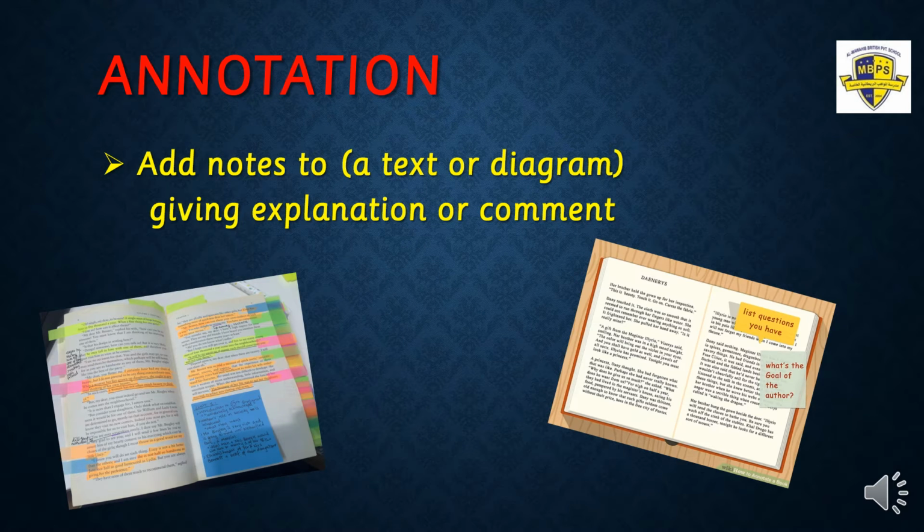Annotation. What is annotation? Annotation means to add notes to a text or diagram, giving explanation or comments. Can you look at the picture of the book? It has been highlighted using different colors. There is a sticky note with notes written on it. So basically, annotation means to look for important things in a text. It could be a passage, a paragraph, an essay, a story, a book. We can annotate any text. Annotation helps us in understanding what the author has written.